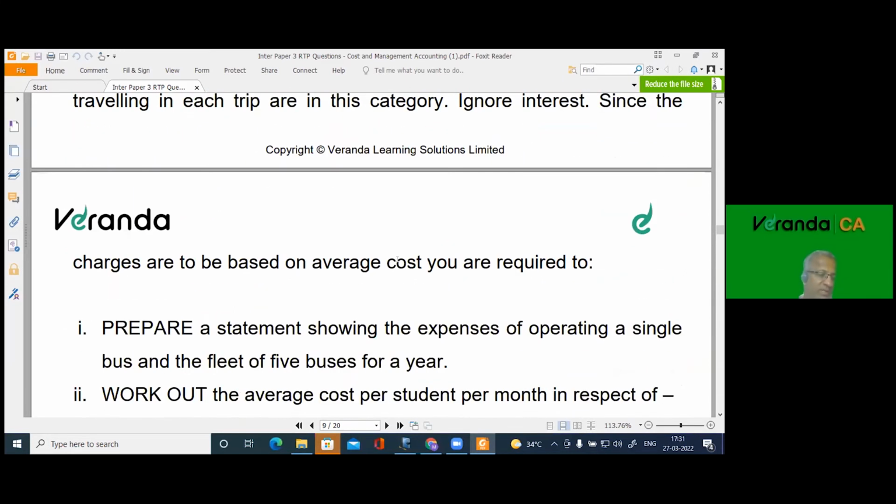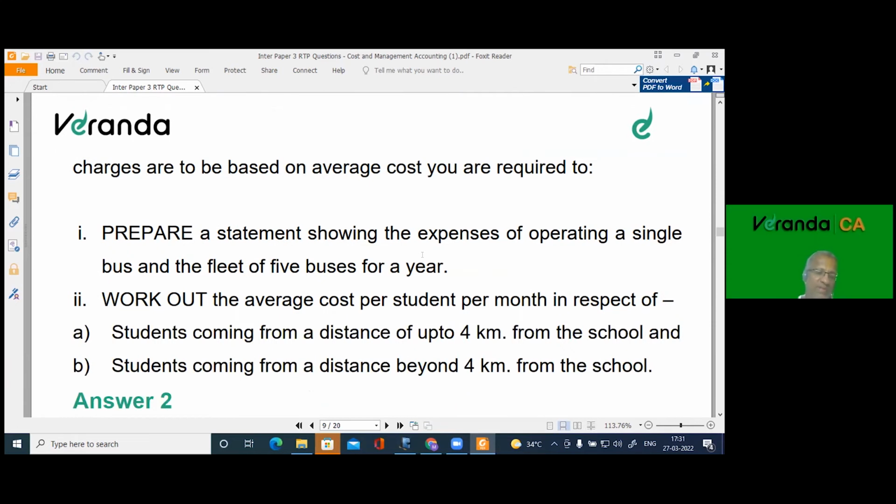Since the charges are to be based on average cost, you are required to prepare a statement showing the expenses of operating a single bus and a fleet of 5 buses for a year. What would be the average cost per student per month in respect of students coming from a distance of up to 4 kilometers from the school, and students coming from a distance beyond 4 kilometers from the school?